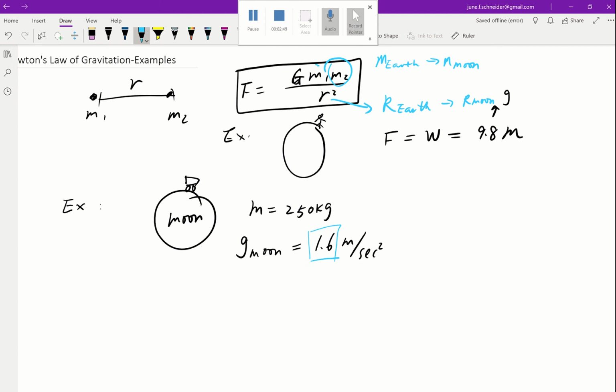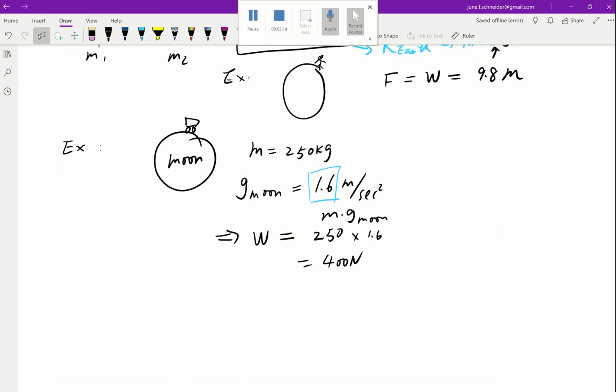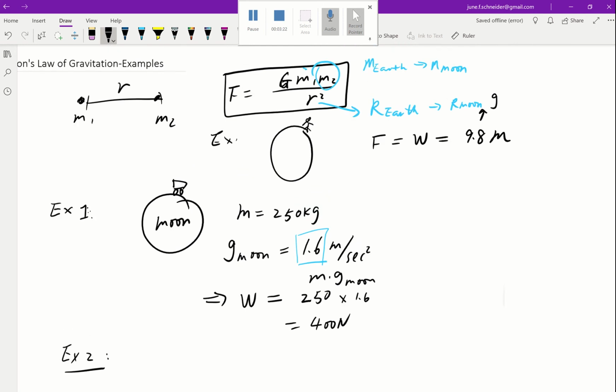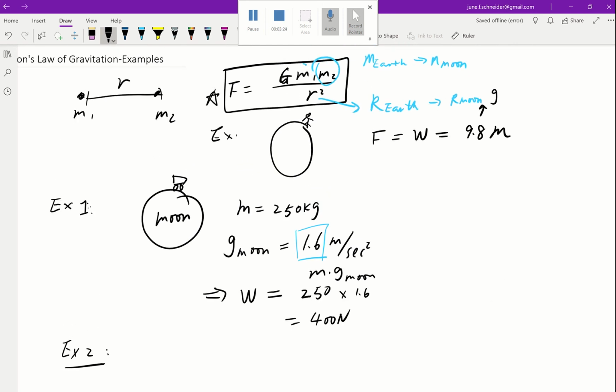So for this problem, they want us to find the weight, the gravitational pull on the Moon. That will be 250 mass times g Moon, 1.6. And that will give us a value of 400 Newtons. So that's the first example, fairly easy. Through this example, you understand the mass stays the same no matter where we are. However, the gravitational pull is different, and it's different because of this.